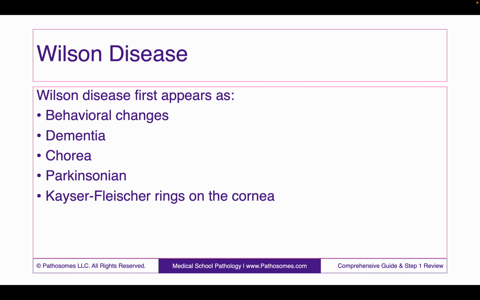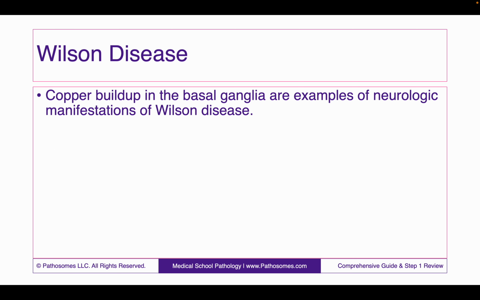Wilson disease first appears as behavioral changes, dementia, chorea, and Parkinsonian symptoms. And classically, we have the Kayser-Fleischer rings on the cornea. Copper buildup in the basal ganglia are examples of neurologic manifestations of Wilson disease.